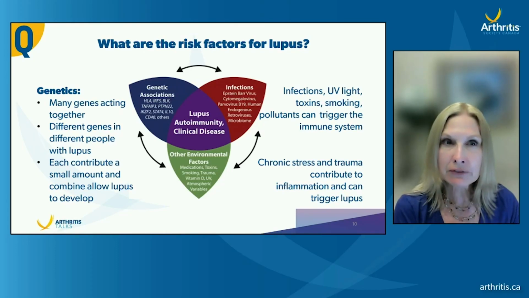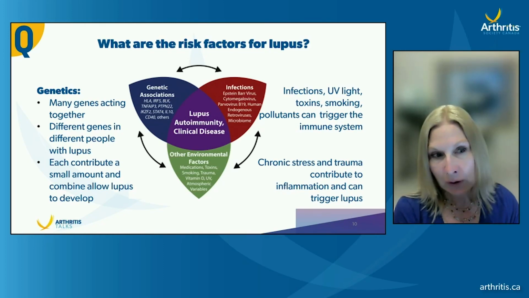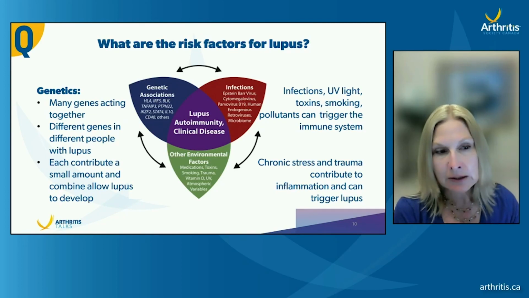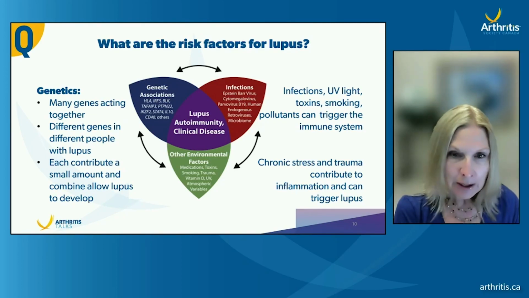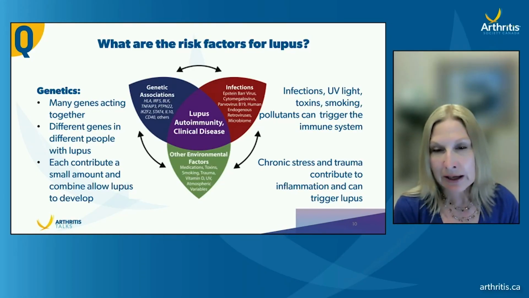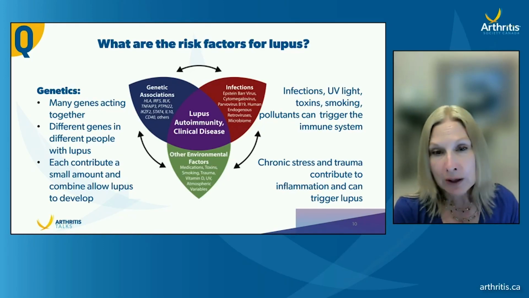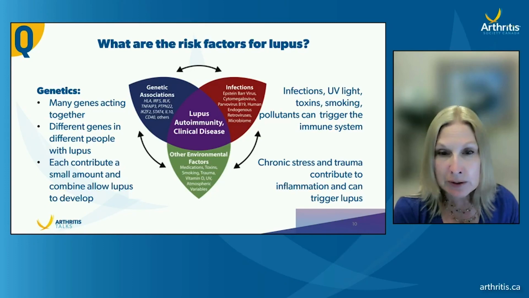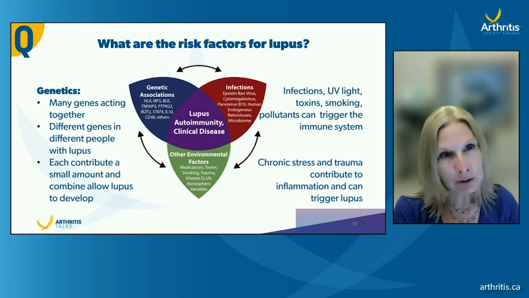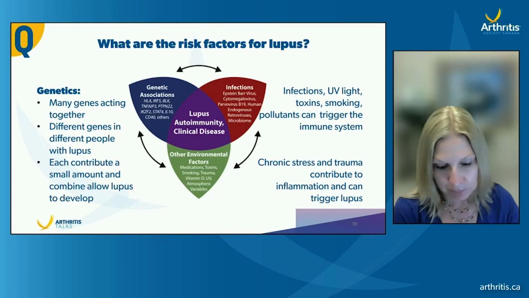There are subtle variations in the genes that we have, and depending on these variations and the combinations, together with other triggers, this can allow lupus to happen. Those triggers that act together with genes are things like infections, ultraviolet light, toxins, smoking, pollutants. These can all trigger the immune system. We're also learning more recently that chronic stress and trauma can contribute to inflammation and autoimmunity and can lead to the development of lupus.